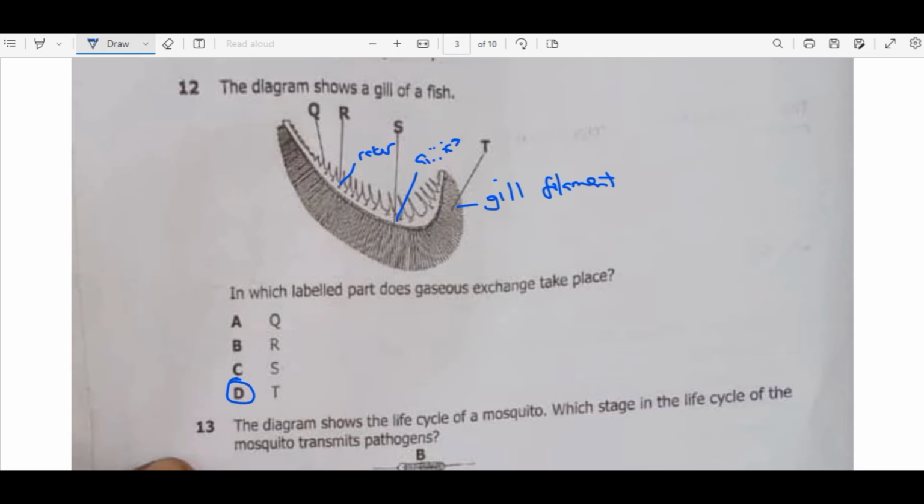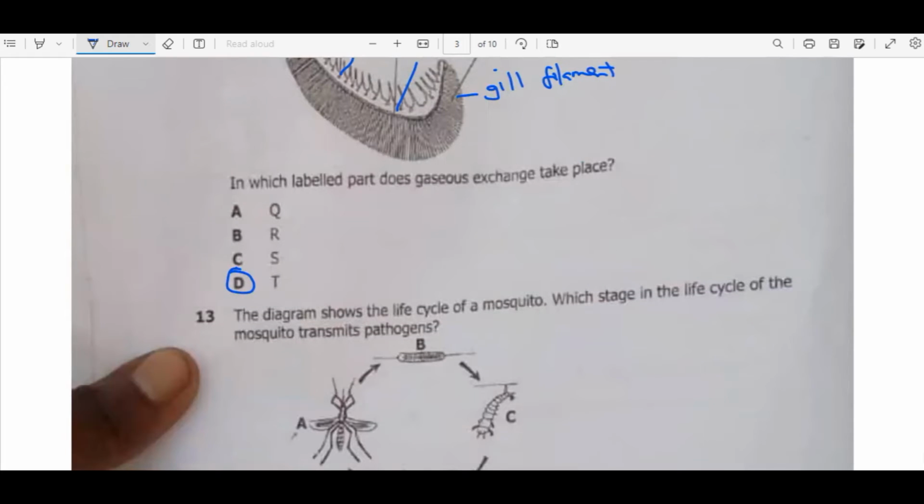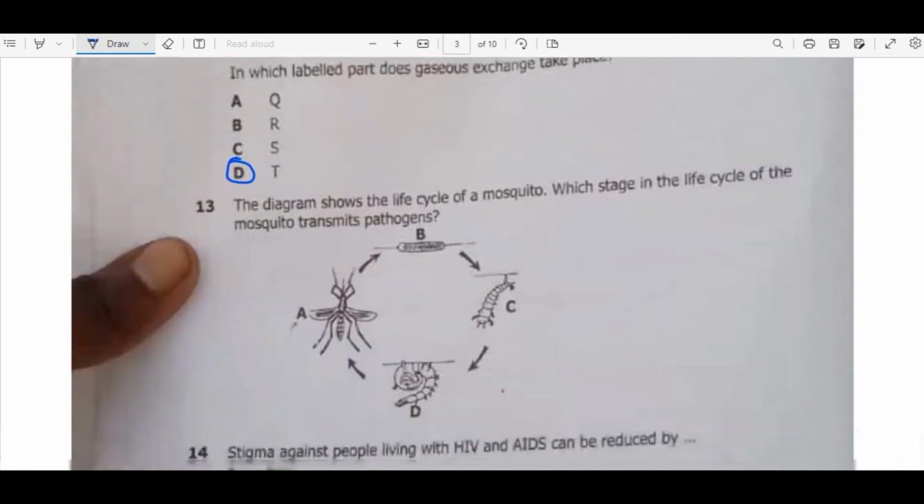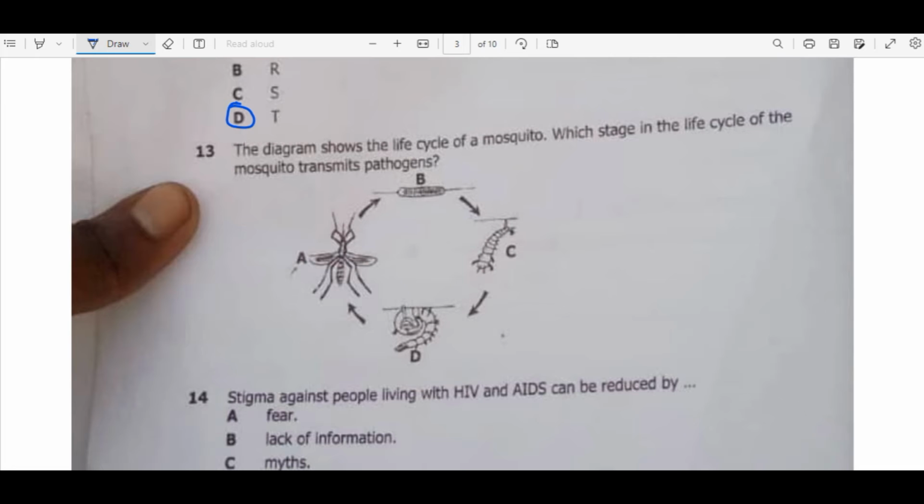The diagram shows the life cycle of a mosquito. Which stage in the life of a mosquito transmits pathogens? We have A, B, C, and D. The stage which transmits pathogens is obviously A, because the mosquito has matured, and at this stage it can transmit an infection. So we can move quickly to the 14th.